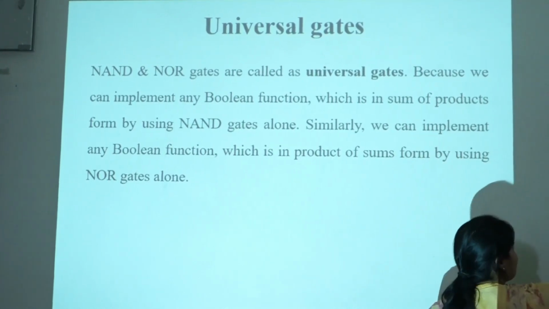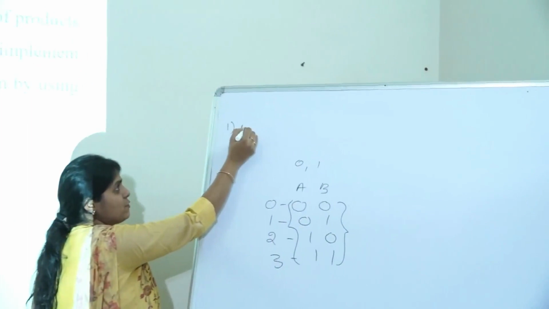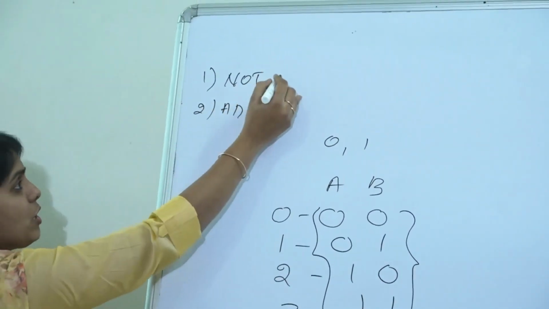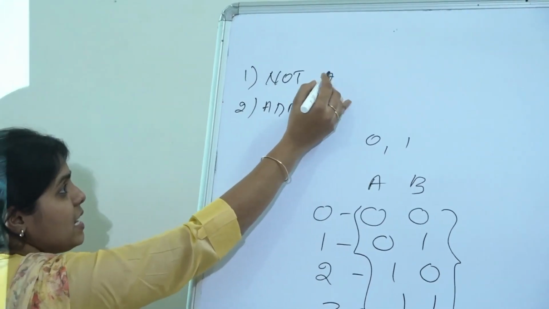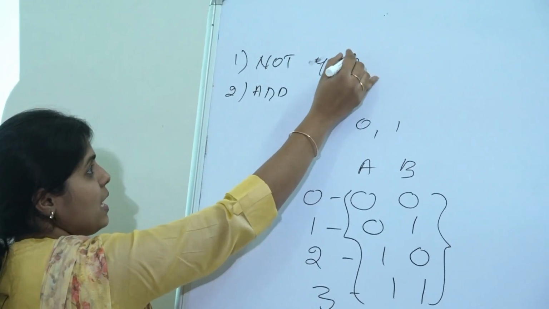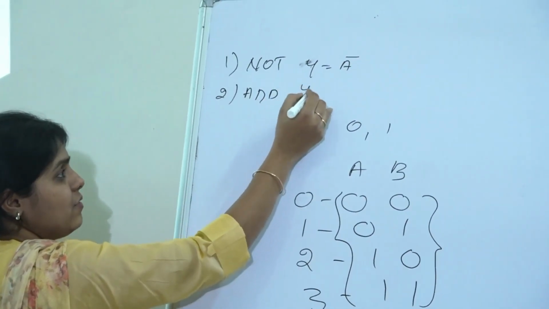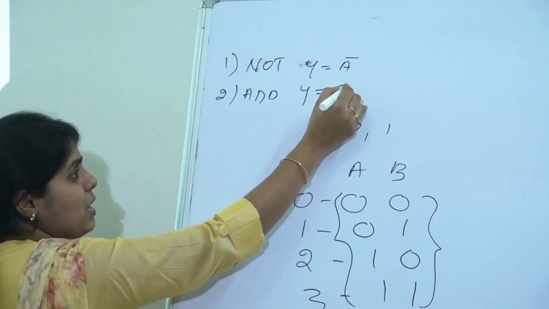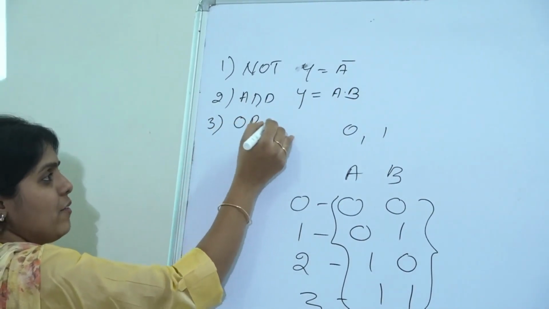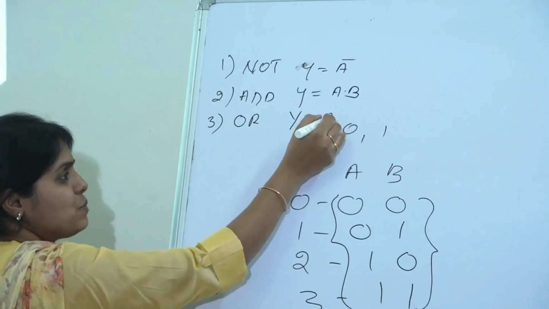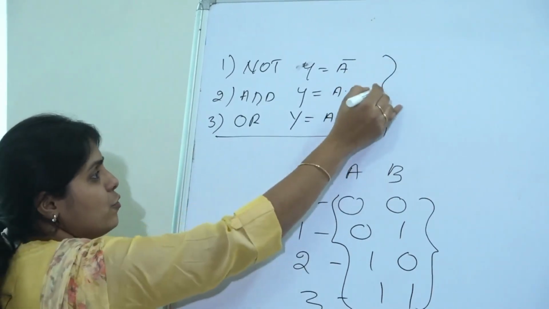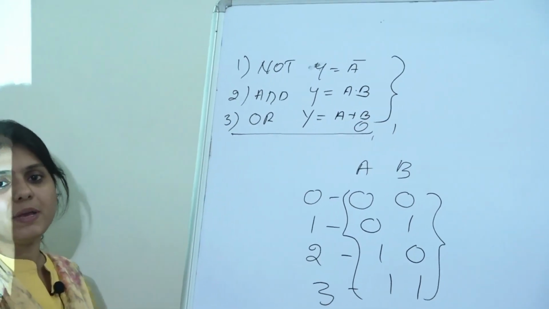The first classification is the basic gates. We have seen the NOT gate: if I take A as input, my output will be A complement. In the AND gate, if I take A and B as inputs, my output will be A into B. And the third, the OR gate, where if I take A and B as inputs, my output will be A plus B. So these 3 come under the basic gates.